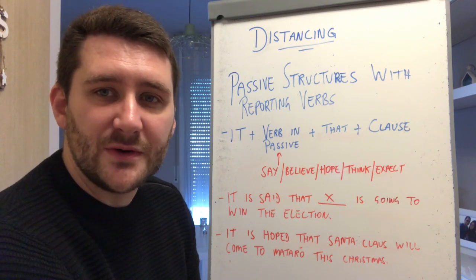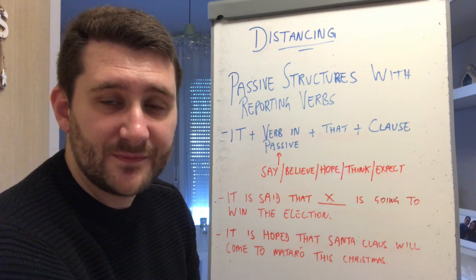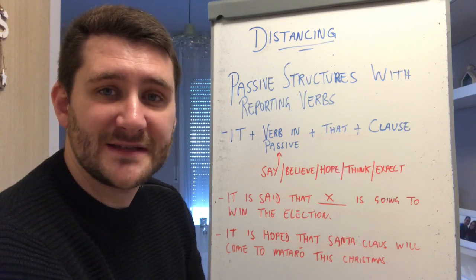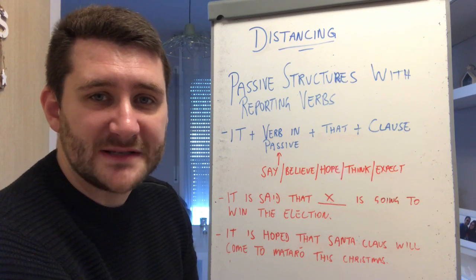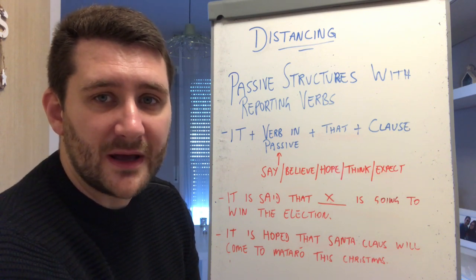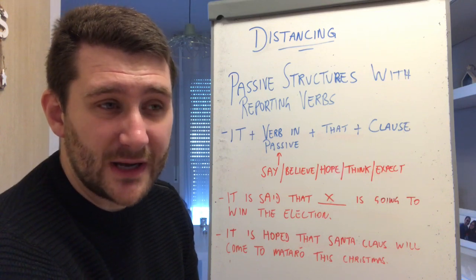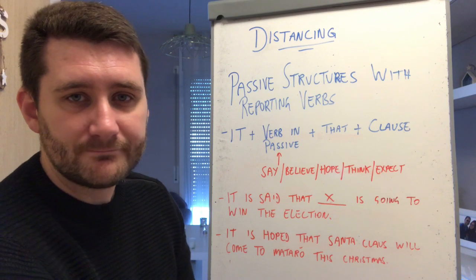The structure we're going to use is going to be it, followed by a verb in the passive, and then we're going to introduce our clause using that. So that and then the clause. The verbs that we're going to use in passive, I'll give you some of the typical examples, are say, believe, hope, think and expect. I mean, you could maybe use suggest in there as well. There's probably a couple more that I've omitted, but these are the principal ones.